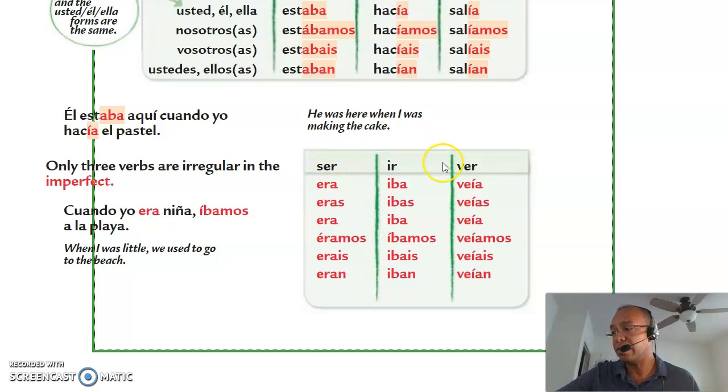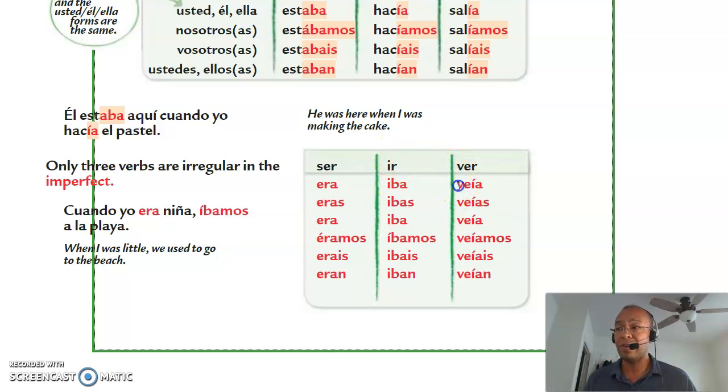The verb ir, we use it when we express where we used to go. I used to go to the mall when it was open, remember? This old time before COVID. Yo iba. Tú ibas. Él iba al mall. Remember, the endings are the same. Íbamos, we used to go. Ibais, vosotros used to go. And iban, they used to go. These conjugations you must remember.